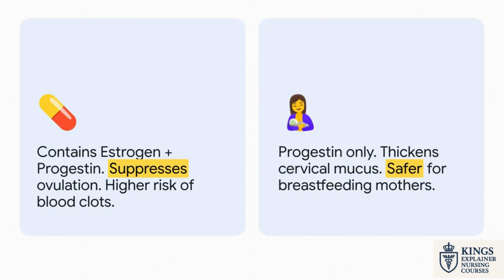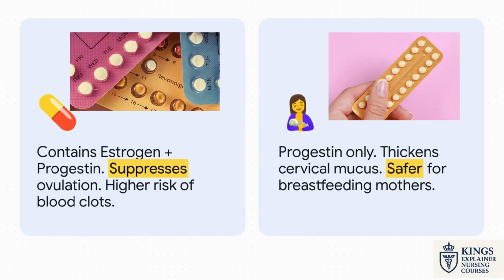Okay, let's clear up something that confuses a lot of students. The difference between combined pills and progestin-only pills, or the mini pill. The key thing to remember is how they work. The combined pill has both estrogen and progestin, and its main job is to stop ovulation altogether. No egg, no pregnancy.